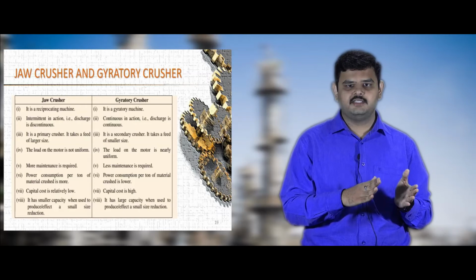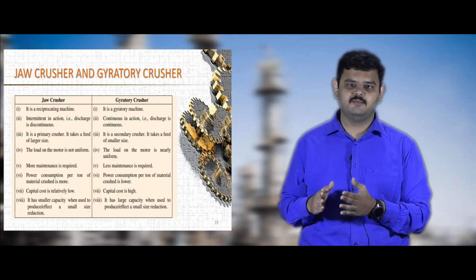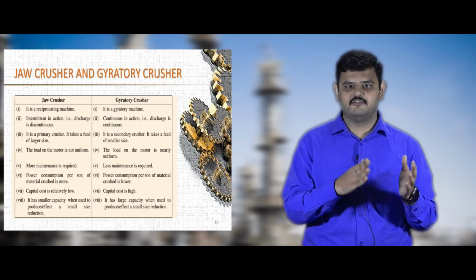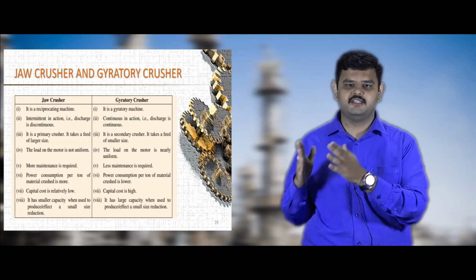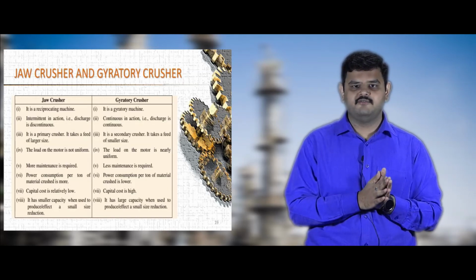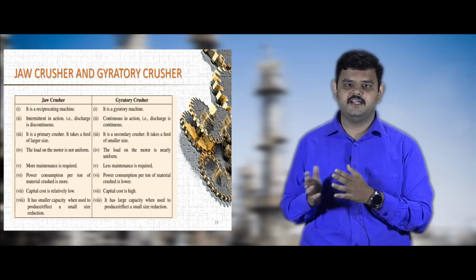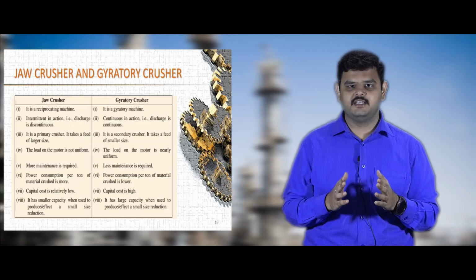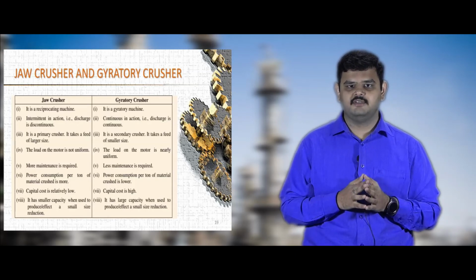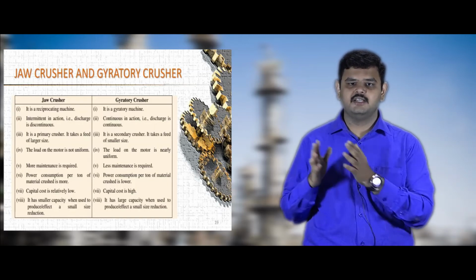The jaw crusher is releasing the products intermittently, whereas the gyratory crusher is releasing the products continuously. The power requirement is more for the jaw crusher and less for the gyratory crusher. The loading of the motor is uneven for the jaw crusher and even for the gyratory crusher. The gyratory crusher has a higher cost compared to the jaw crusher. The jaw crusher has a larger feed size compared to the gyratory crusher.